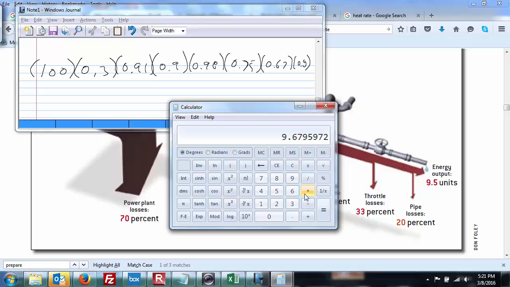So that's how he gets the 9.5. That's the efficiency of the system. So less than 10% of the electricity actually makes it into the device once you've lost all this stuff.